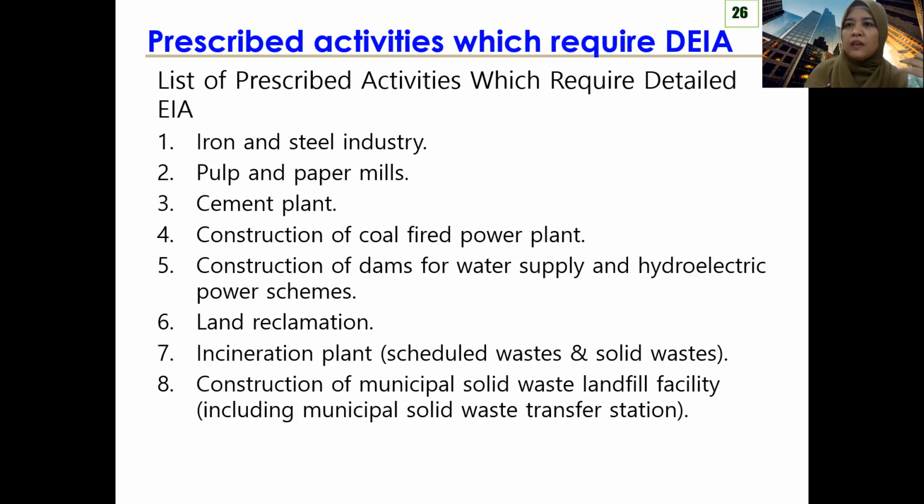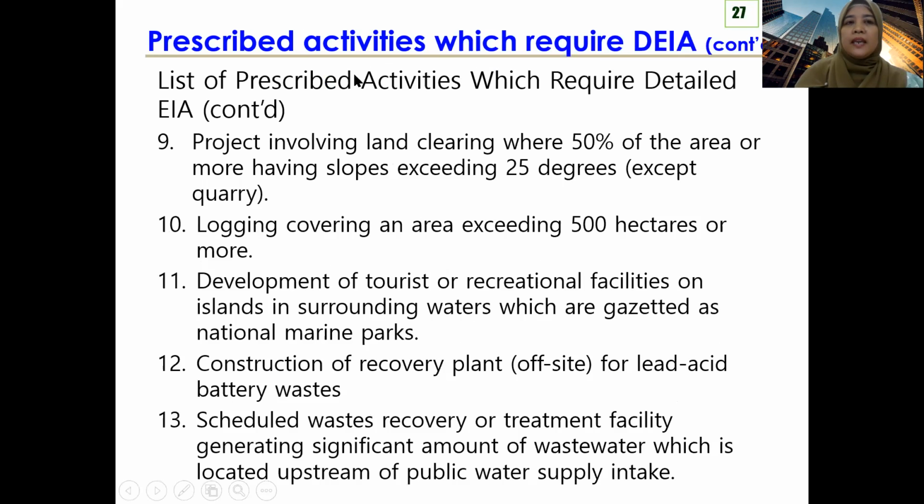Contaminated land will take hundreds of years to be remedied naturally. But if you want to remedy using chemicals, it will involve a large amount of money. So dia kena berjaga-jaga lah. So again, ada lagi the continuation of the list of prescribed activities which require DEIA.